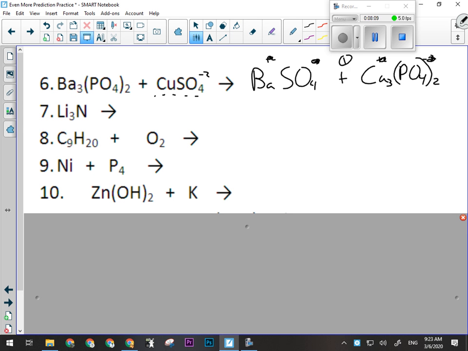1 mark if they've got those products. Okay, barium sulfate BaSO4 plus Ca3(PO4)2. Okay, then we have to balance this whole thing.